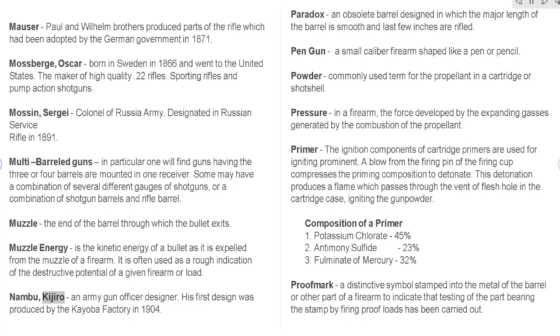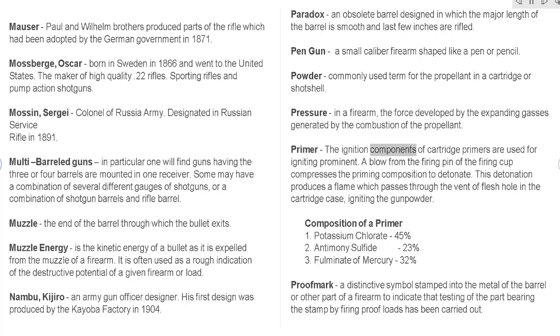Nambu, Kijiro, an army gun officer and designer. His first design was produced by the Kayaba factory in 1904. Paradox, an obsolete barrel design in which the major length of the barrel is smooth and the last few inches are rifled. Pen gun, a small caliber firearm shaped like a pen or pencil. Powder, commonly used term for the propellant in a cartridge or shot shell. Pressure, in a firearm, the force developed by the expanding gases generated by the combustion of the propellant.